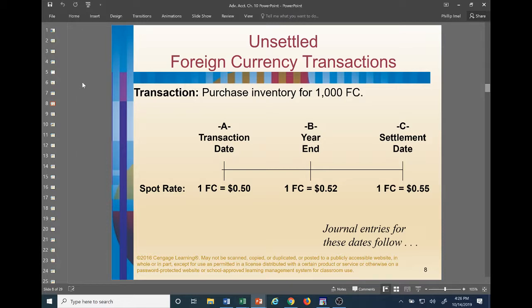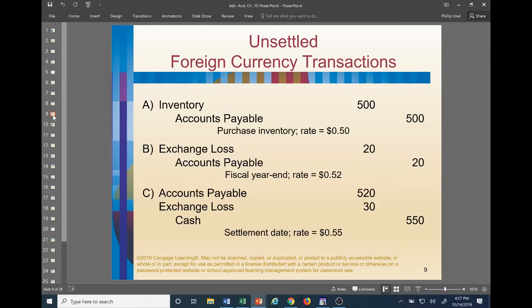So once again, the transaction involves the purchase of 1,000 foreign currencies. At point A, that's the transaction date. The spot rate is one foreign currency equals 50 cents. If we look at the next slide, we can see what the journal entry would be. Letter A right here: inventory would be debited for $500 and accounts payable credited for $500 as well. In this case, we purchase inventory at the rate of 0.5. Remember, it's 1,000 units at 50 cents a unit, so that's where we get the 500.